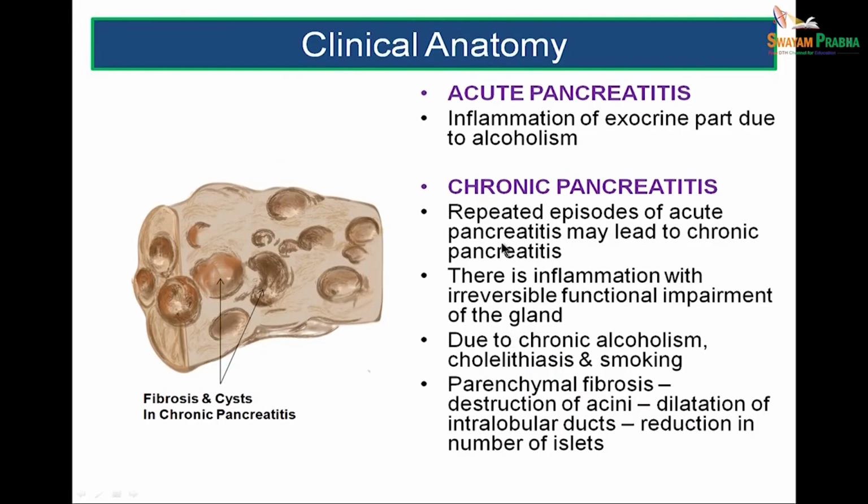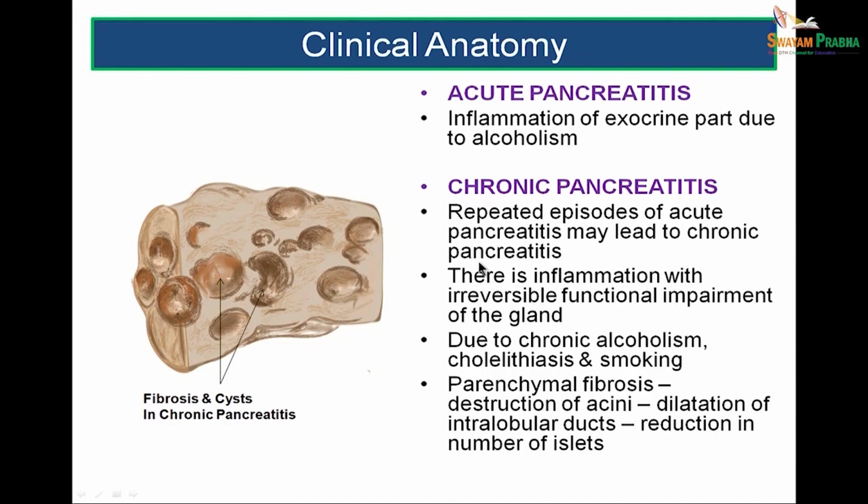Coming to the pancreas, pancreatitis could be acute or it could be chronic. Usually due to alcoholism, there is inflammation of the exocrine part, and this is called acute pancreatitis. Then there is chronic pancreatitis. When you have repeated episodes of pancreatitis, it leads to chronic pancreatitis.